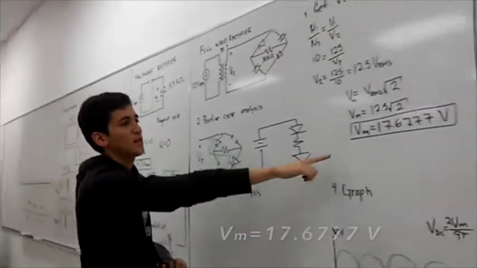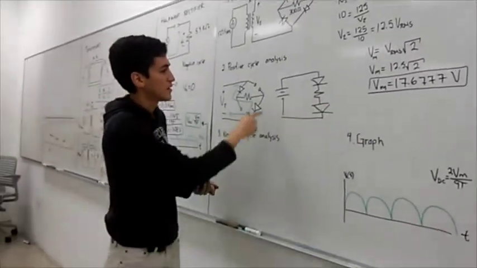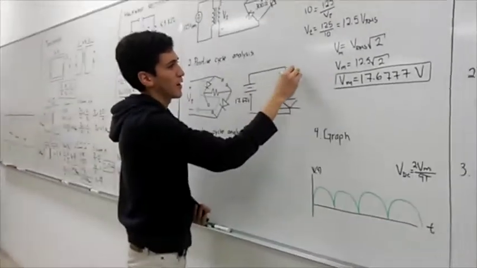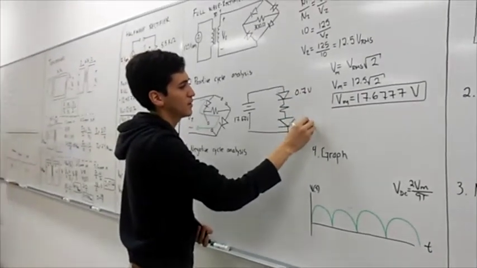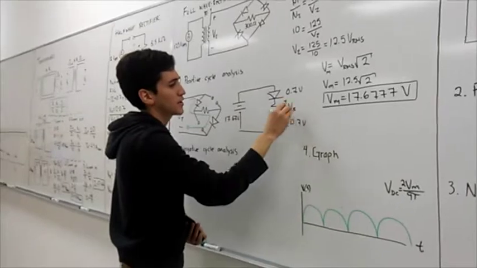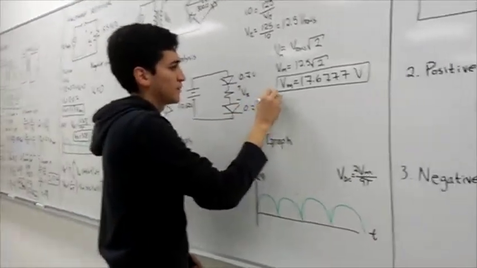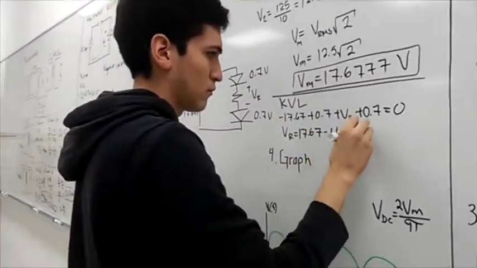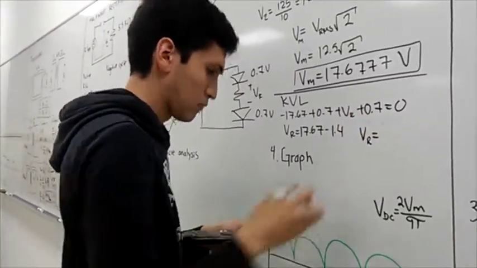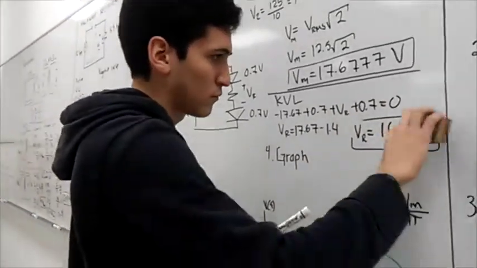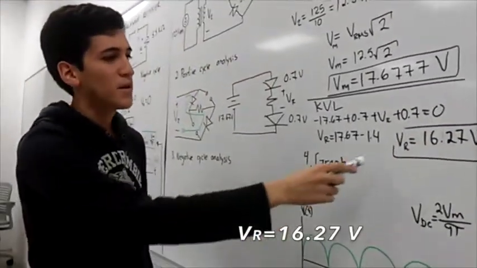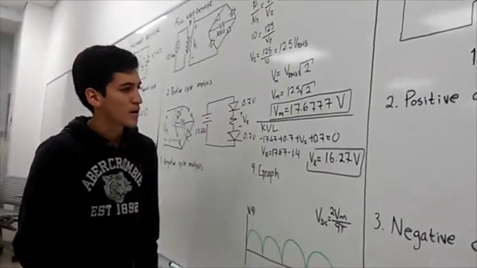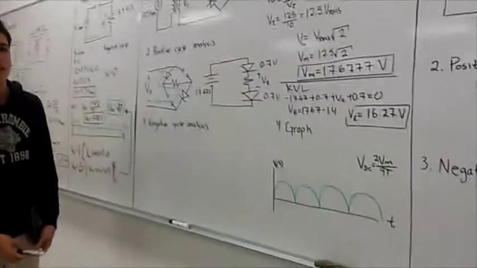Now that we have this value, we can make KVL for the positive cycle. This voltage source is going to be 70.67 volts, minus the silicon diode 0.7 volts, minus the silicon diode 0.7 volts, and we're going to get the voltage of the resistor. So we have a voltage peak of 16.27 at the resistor. Now we're going to make an analysis of the negative cycle.